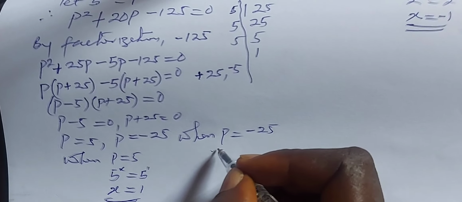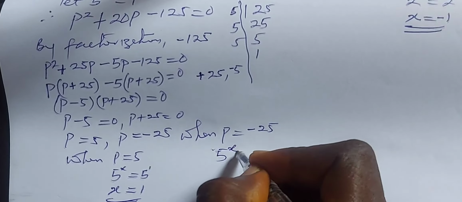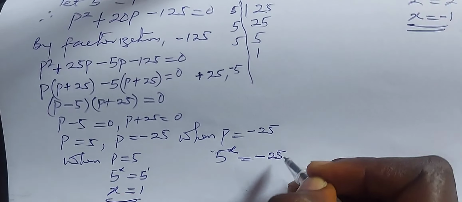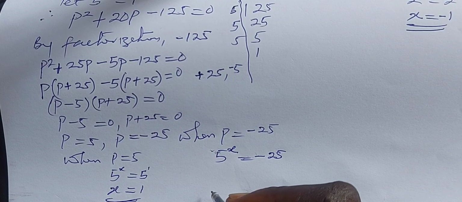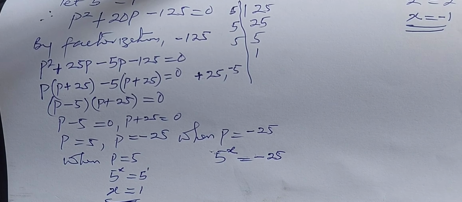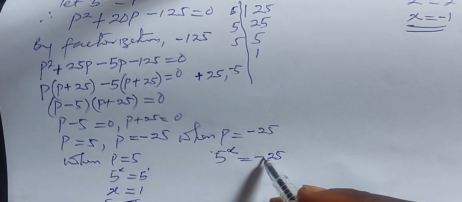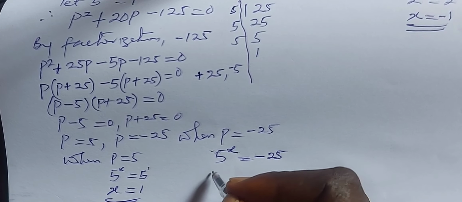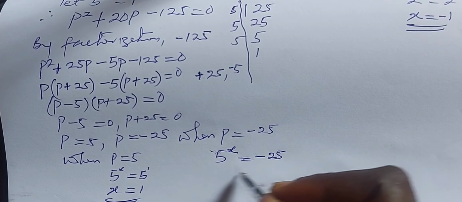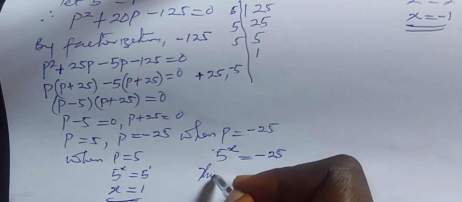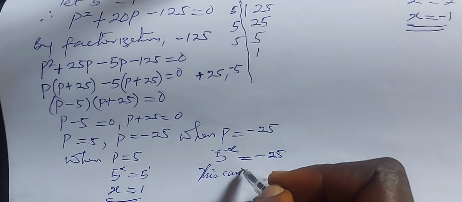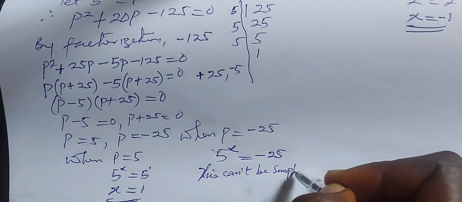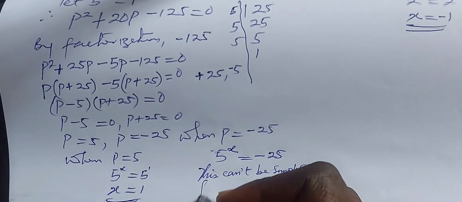If you have 5 raised to the power of x equals minus 25, you cannot solve it, because a negative is attached. So you leave it in this format. This cannot be simplified further.